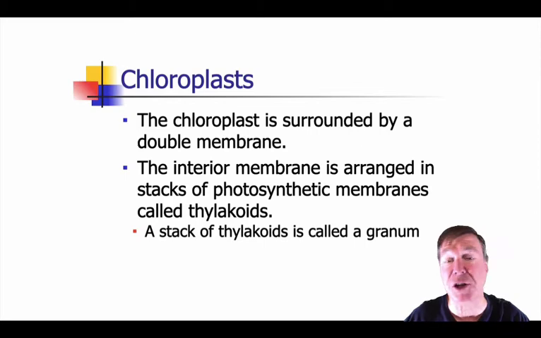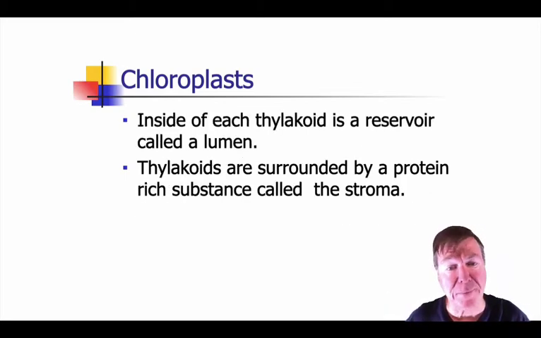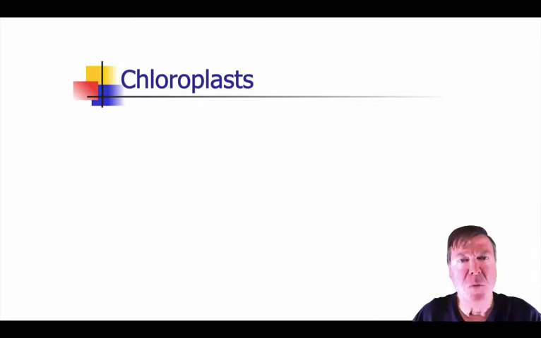I'm going to show you all this. You don't need to know, I'm just giving you background. A stack of them is called a granum. Inside the thylakoid is a reservoir called a lumen, and it's full of proteins called a stroma. You don't need to know any of that. All right. What would it look like?